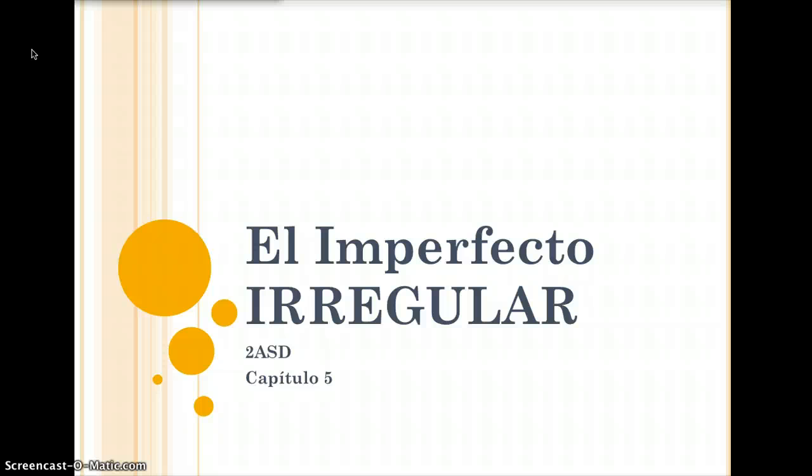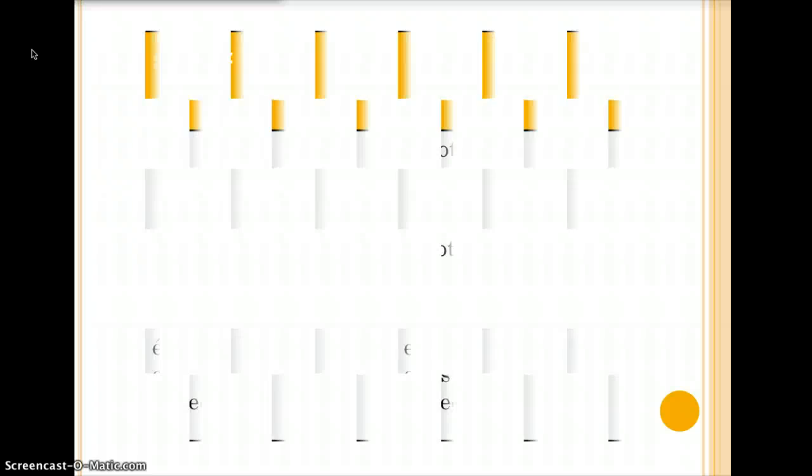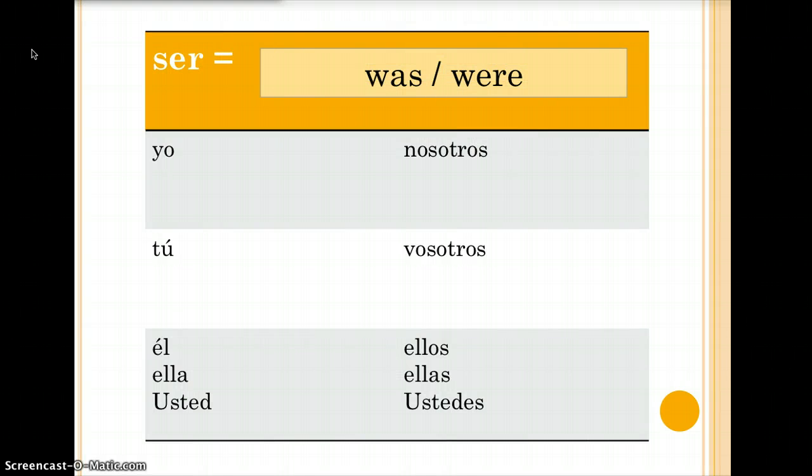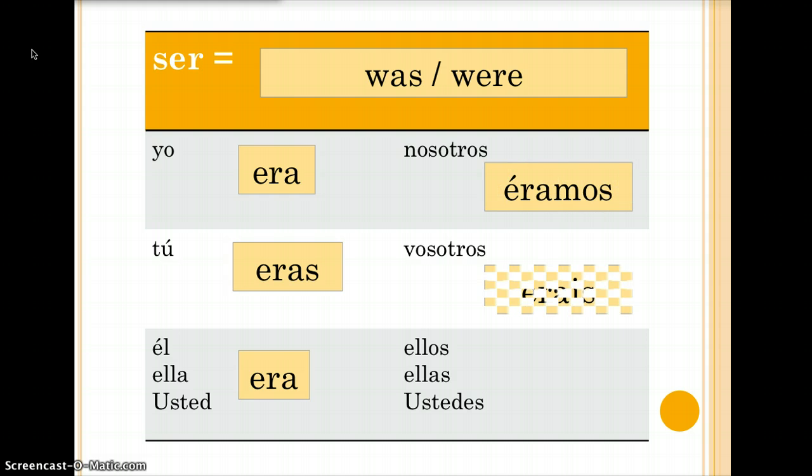Now we have the irregulars. Good news, there are only 3 irregulars in the imperfect tense. The first one is ser, was or were. Era, eras, era, éramos with an accent, erais, eran.